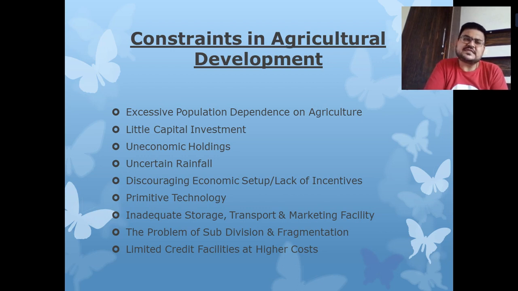Another problem that is there in agriculture is uncertain rainfall. We are not sure now. It has become very difficult to guess or estimate when it is going to rain. Is it going to rain in the morning, in the afternoon, in the evening? Is it going to rain in summers? Is it going to rain in winters, or is it going to rain in the rainy season? In India now it has become very uncertain. We do not know when it is going to rain. We are not sure.